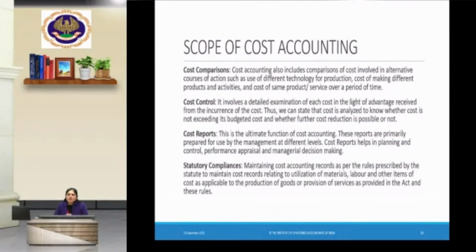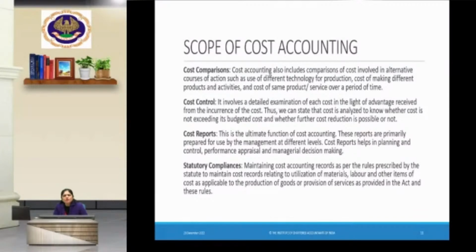Moving further, cost comparison. Very interesting. Cost accounting includes comparisons of cost involved in alternative courses of action. So on a regular basis, let us say I want to buy raw material from a vendor. I will not buy raw material just like that. The storekeeper or anybody will go to the market and buy the raw material.